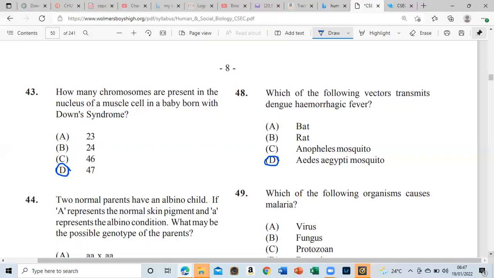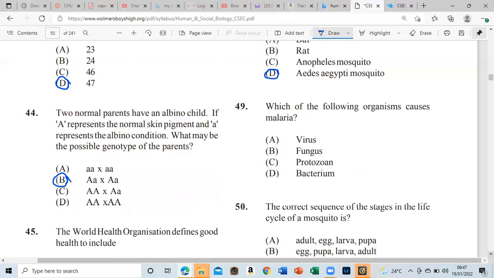All right, 49. Which of the following organisms cause malaria? Is it the virus, the fungus, the protozoan, or the bacterium? So 49 is the protozoa.